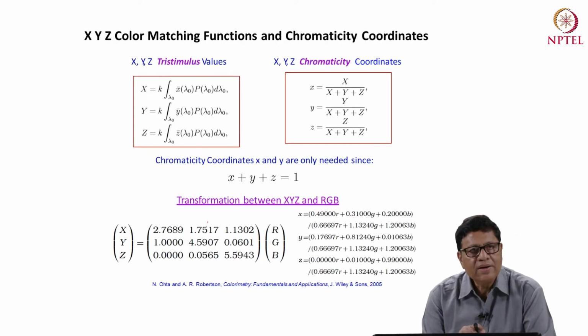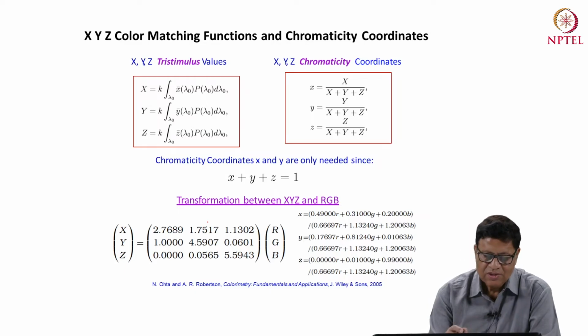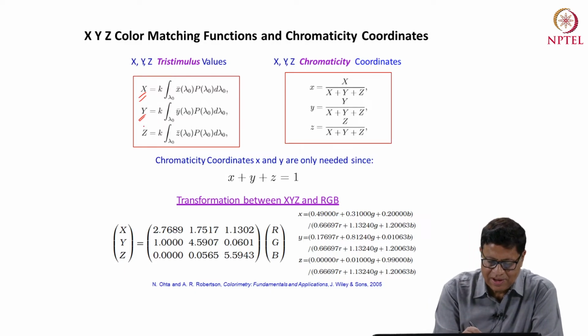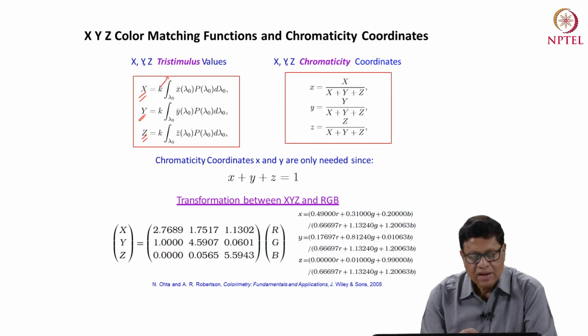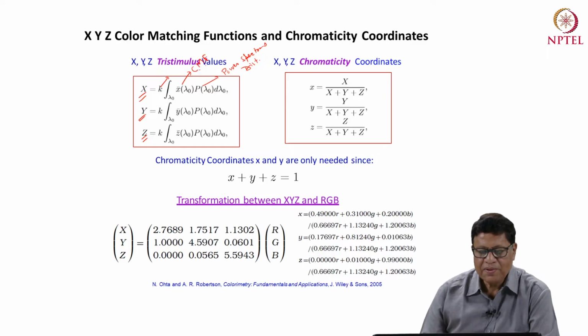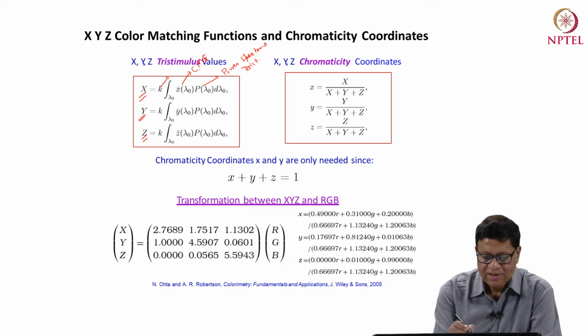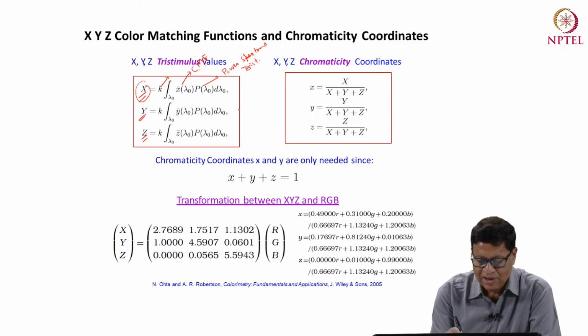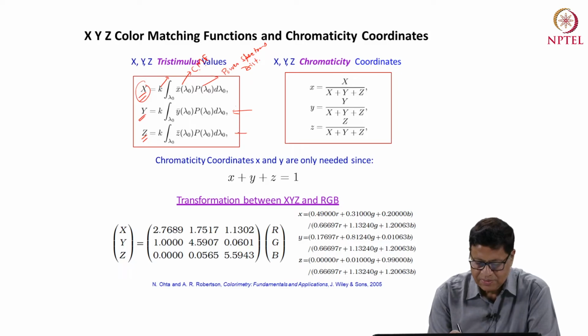And how can you translate any color to chromaticity coordinates? This is what this particular slide explains. You have the tri-stimulus values, capital X, capital Y, capital Z, and this is some constant, and this is the power spectral distribution of the light, and this is the color matching function, CMF. This power spectral distribution is weighted with the corresponding color matching function, and you get the value of capital X, which is the tri-stimulus value. Similarly, you can calculate capital Y and Z.